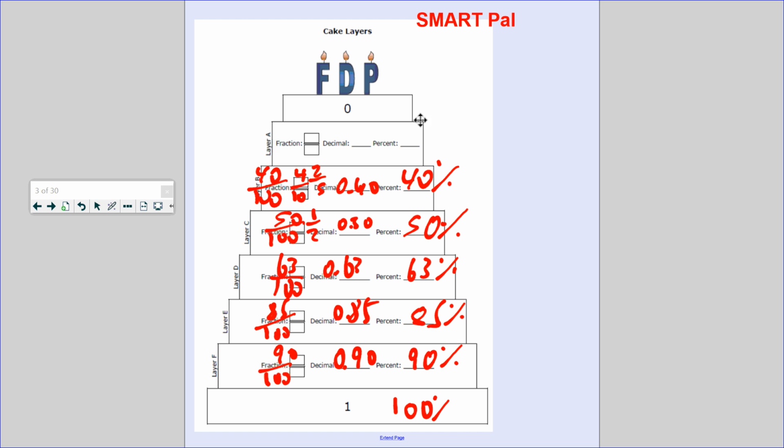And the last one, I'll make it 25%. That'd be 25 hundredths, the decimal 0.25. Do you know what fraction that simplifies to? 1/4.